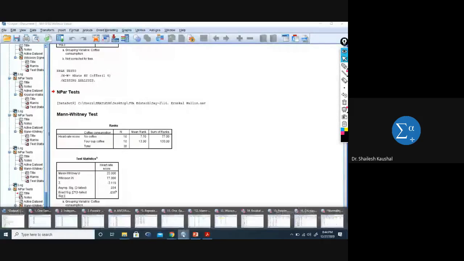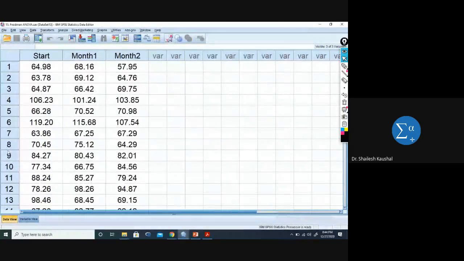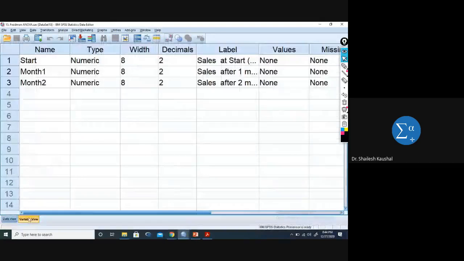Now next case study, Friedman ANOVA. So it is related to the sales.